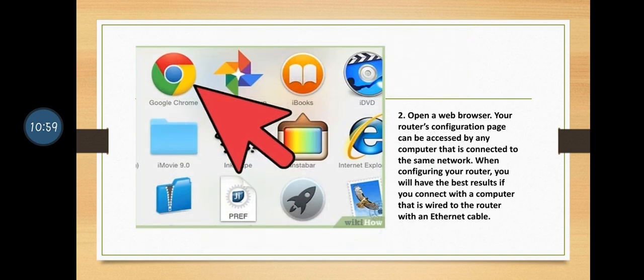Second, open a web browser. Your router's configuration page can be accessed by any computer that is connected to the same network. When configuring your router, you will have the best result if you connect with a computer that is wired to the router with an Ethernet cable.